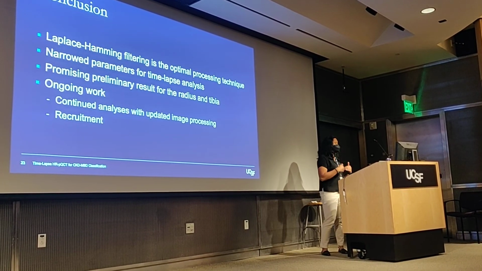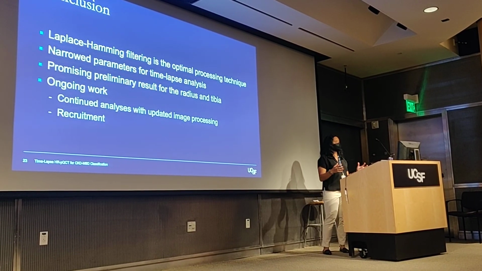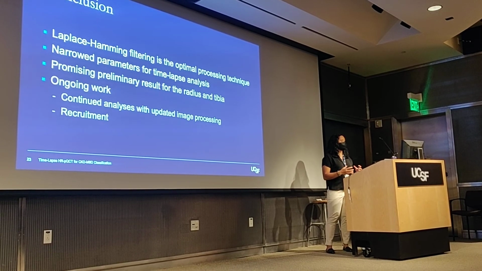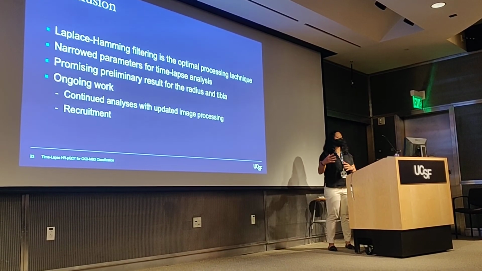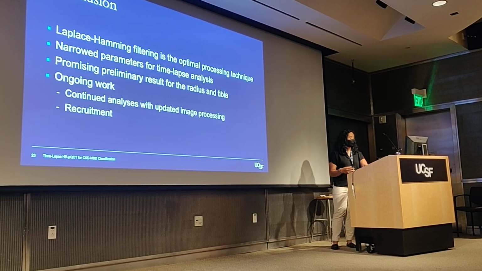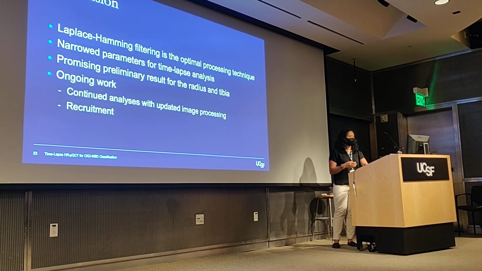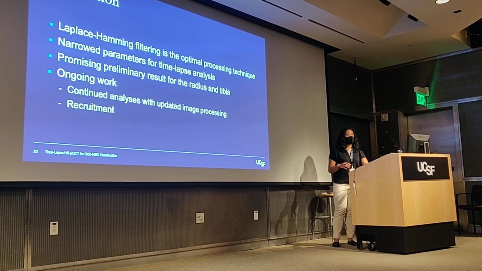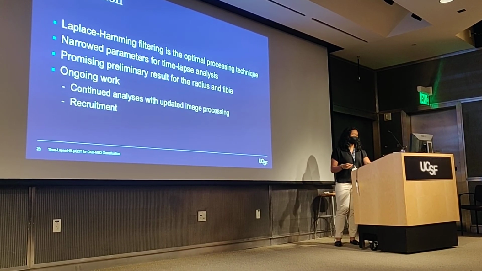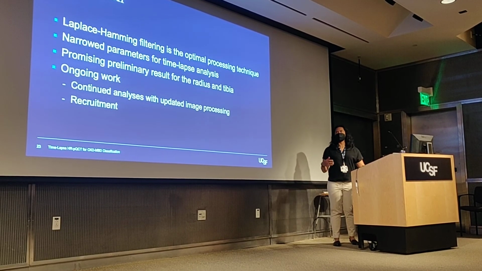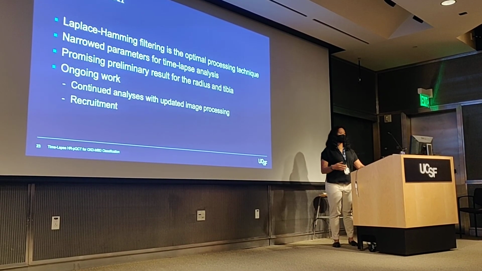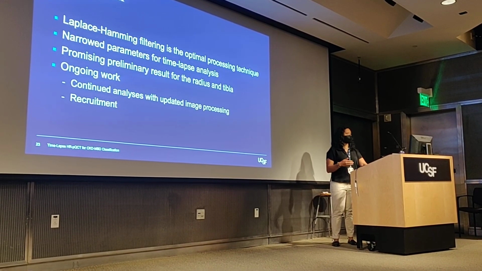And so lastly, just to wrap everything up, we found that Laplace-Hamming was the optimal processing technique for this study. We were able to narrow the time-lapse parameters to continue moving forward with processing. And then we had some pretty promising preliminary results with respect to measuring the total bone turnover for the radius and the tibia. This is still ongoing work, so we're continuing to analyze images as we speak and finalize recruitment for this study.